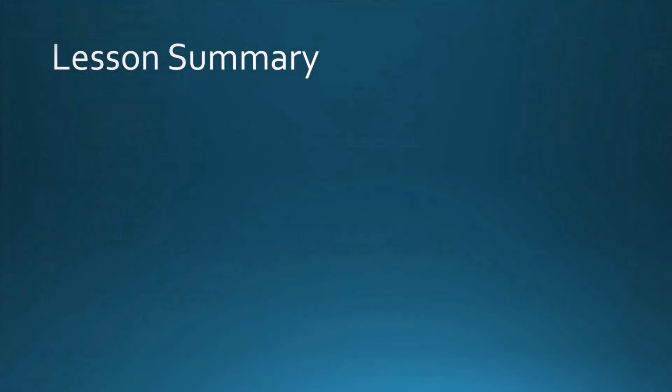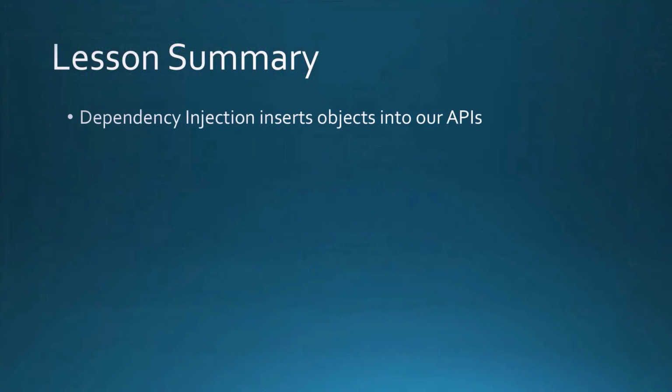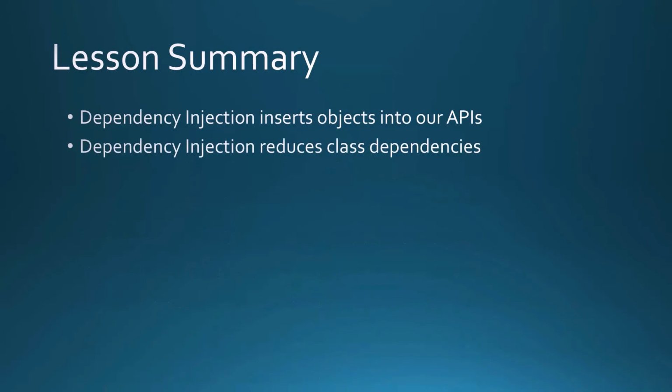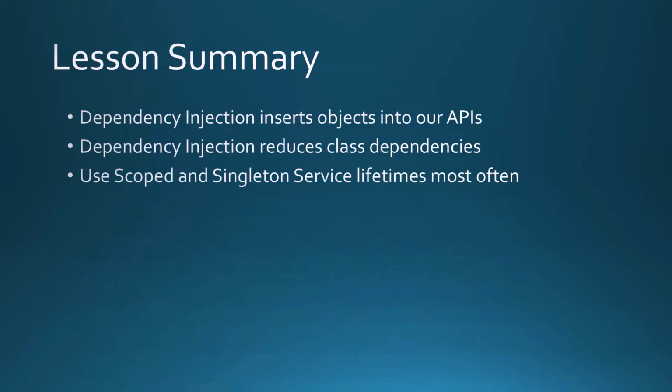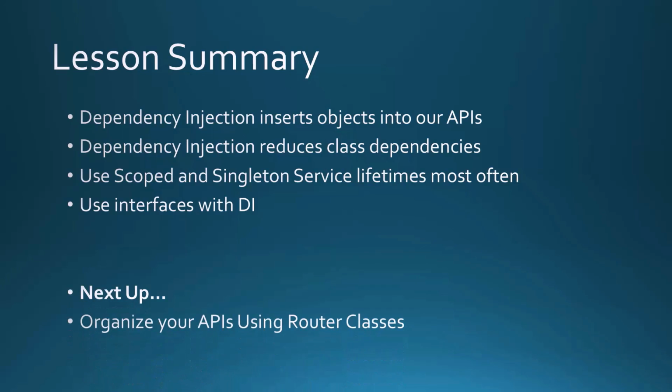In this lesson, we learned that dependency injection inserts objects into our APIs for us automatically. It also reduces class dependencies. We want to use scoped and singleton service lifetimes most often, and we always want to be using interfaces with dependency injection. Coming up next, organize your APIs using router classes.